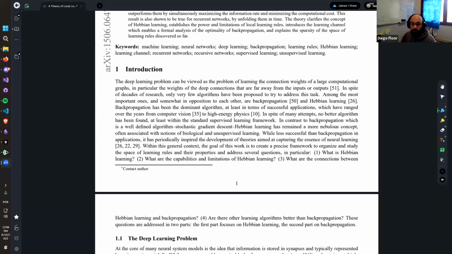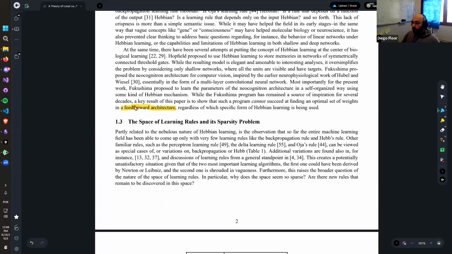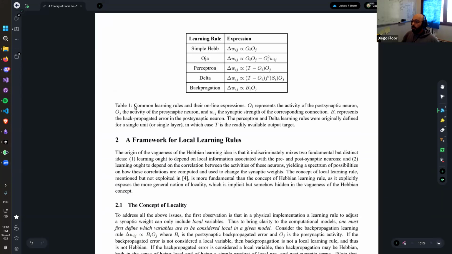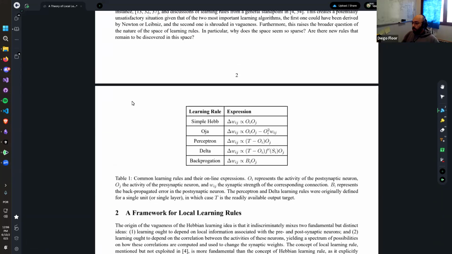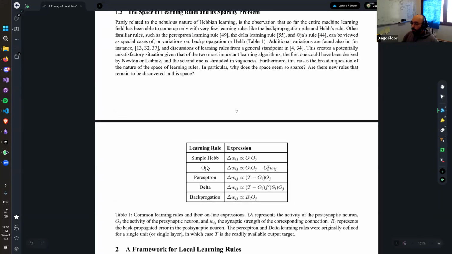Right, let me move this. Now let's go here. So right here they define a little bit what they mean by the Hebbian rule, the Oja rule, the perceptron. So the learning rule, that would be the weight between nodes, and the learning rule is how the weight is going to change. A simple Hebbian rule is going to be proportional to the product of the nodes' values.